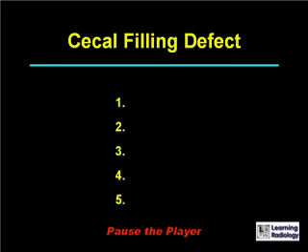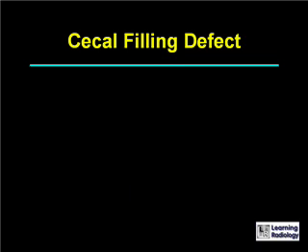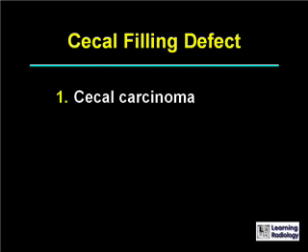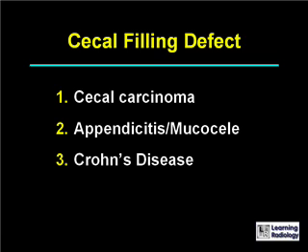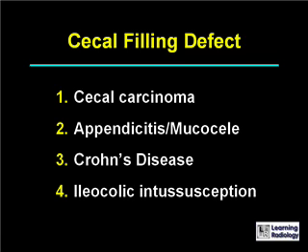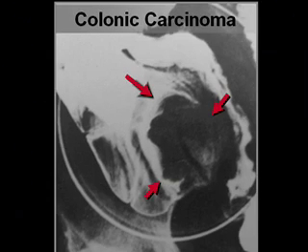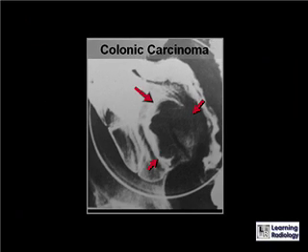The differential is for a cecal filling defect. There are 5 causes listed. The causes of a cecal filling defect can include a cecal carcinoma, appendicitis with or without a mucocele, Crohn's disease, an ileocolic intussusception, and lymphoma. This is your next differential diagnosis.